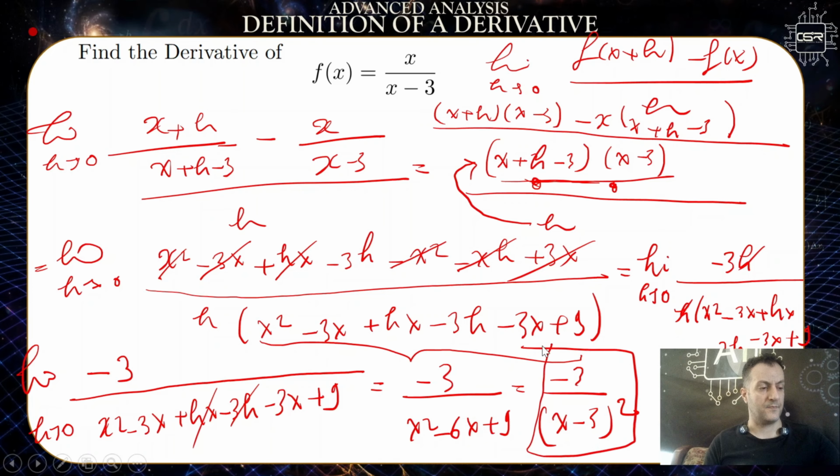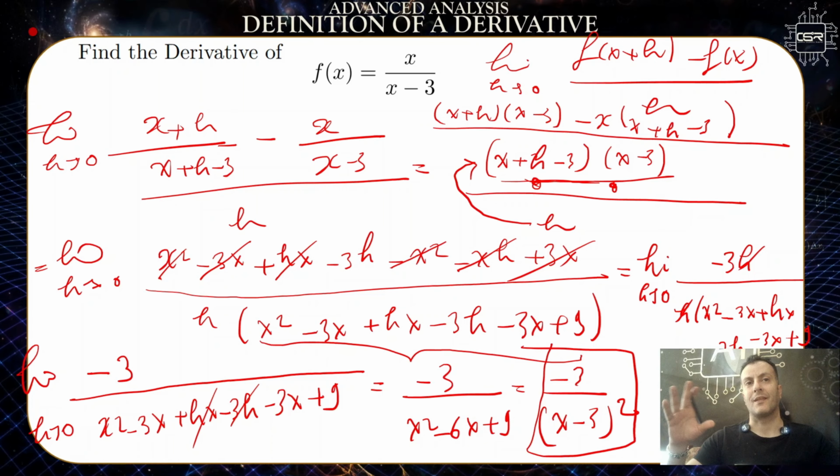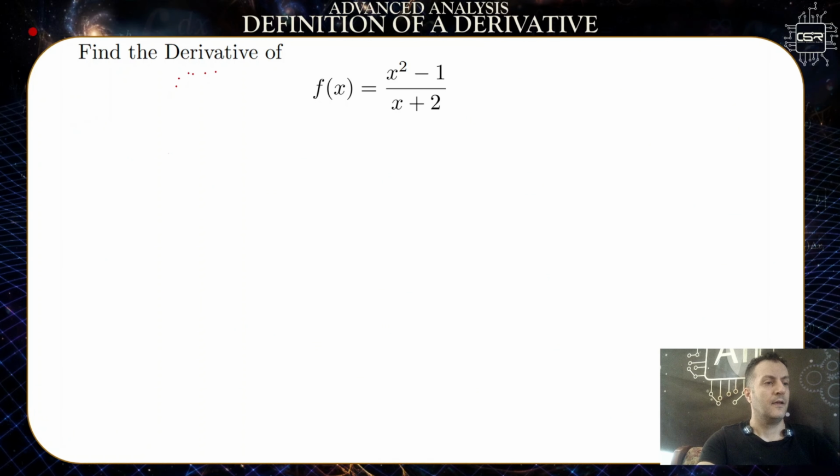This is the answer, from which we have the formula u prime v minus uv prime divided by v squared, where u is the numerator and v is the denominator. This is the derivative of a quotient. Another one like it, so f of x is equal to x squared minus 1 divided by x plus 2.